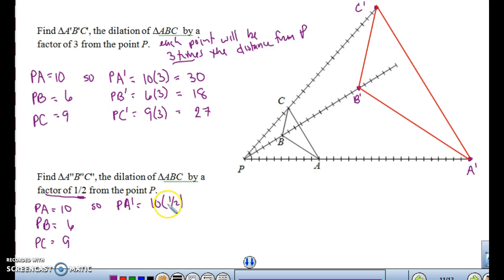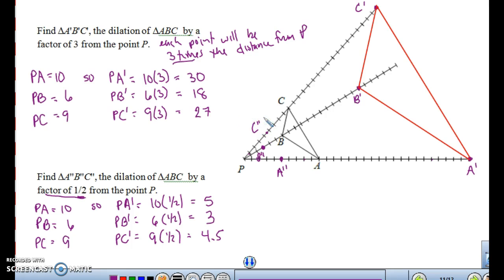So PA prime will be 10 times 1/2, which is 5. So 1, 2, 3, 4, 5. This would be A double prime. Now notice the distance from P to A prime is half the distance of P to A. PB prime will be 6 times a half, which is 3. So B double prime is there. And PC is 9, so PC prime will be 9 times a half, which is 4.5. So 1, 2, 3, 4 and a half would be right there.